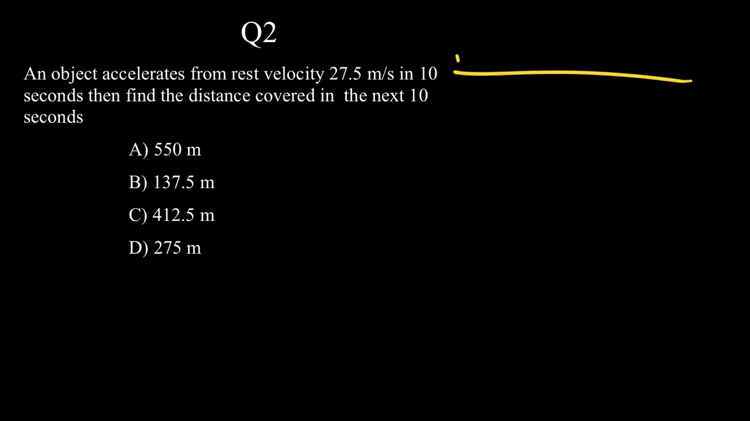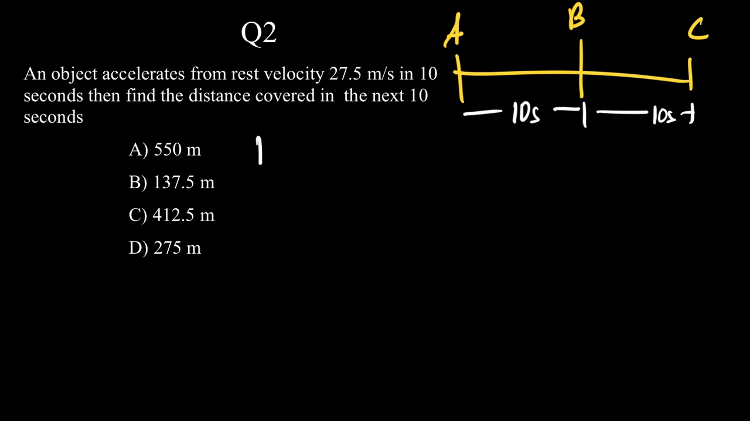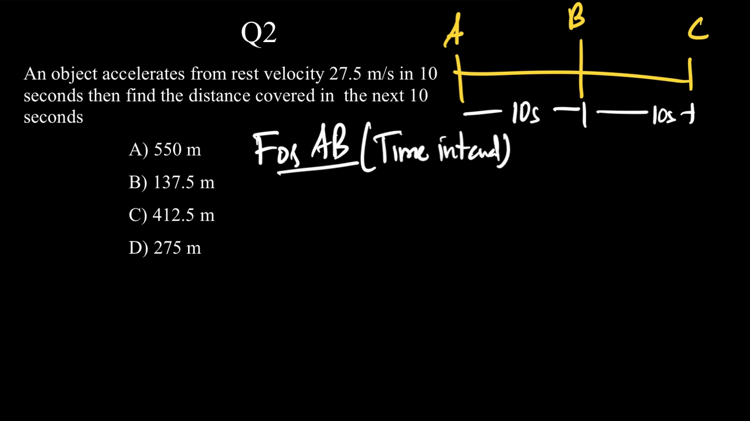See, what's given is, say for example, from A to C with intermediate B, say A to B is 10 seconds and from B to C the time interval is 10 seconds. Now, if we consider the motion for the time interval AB, mind you, AB is not the distance moved, it's the time interval. So, for the time interval AB, what can we write the equation of motion as? V is equal to U plus AT.